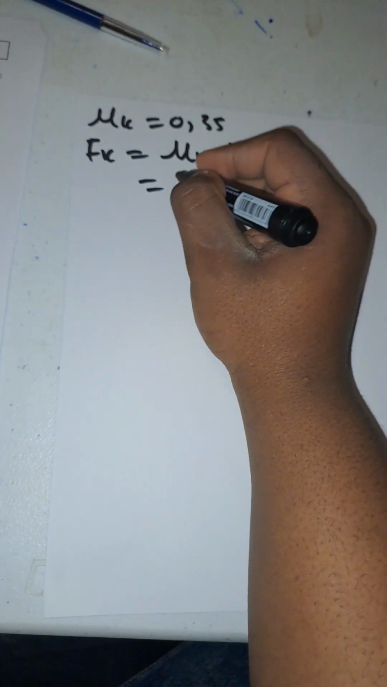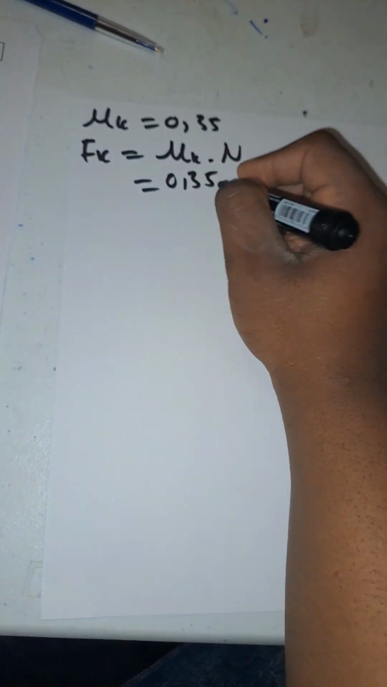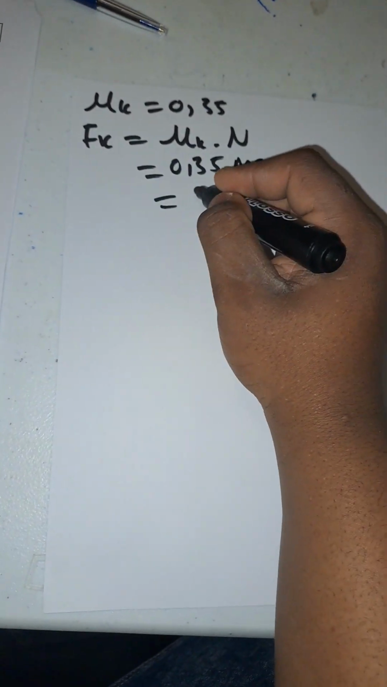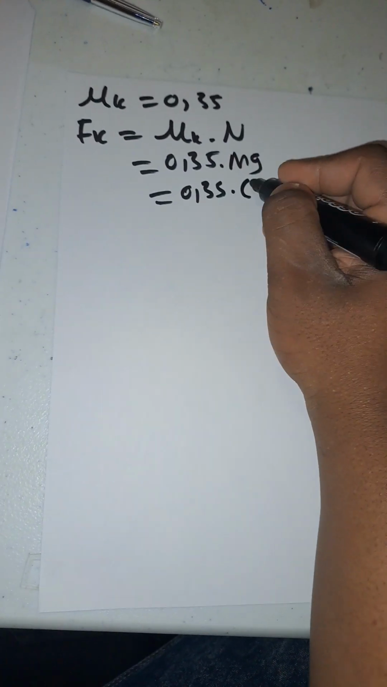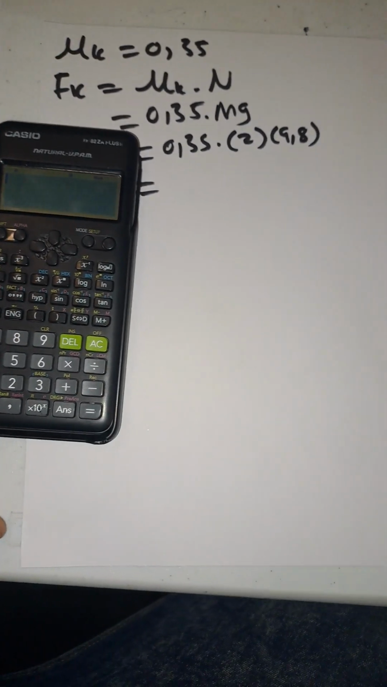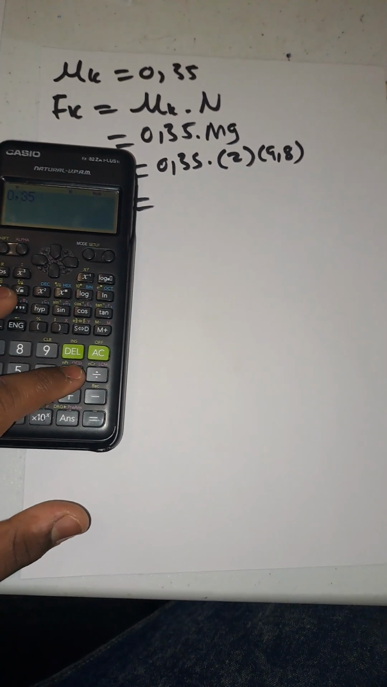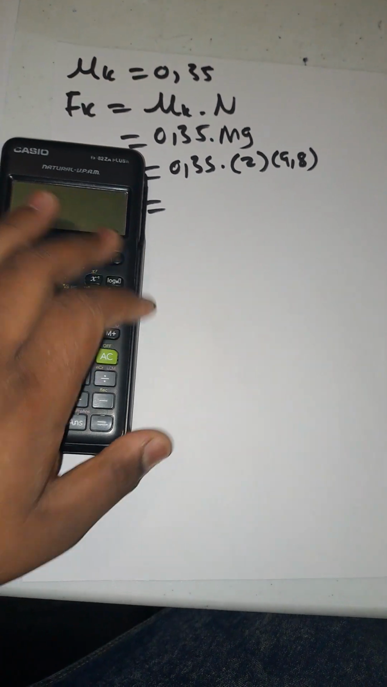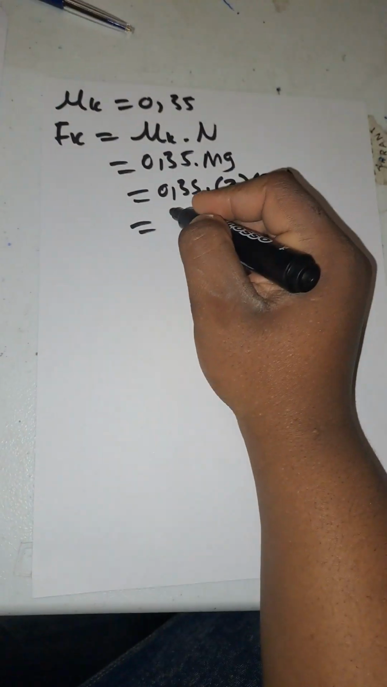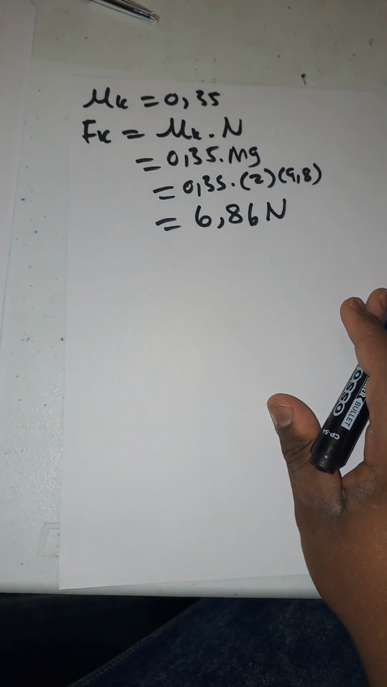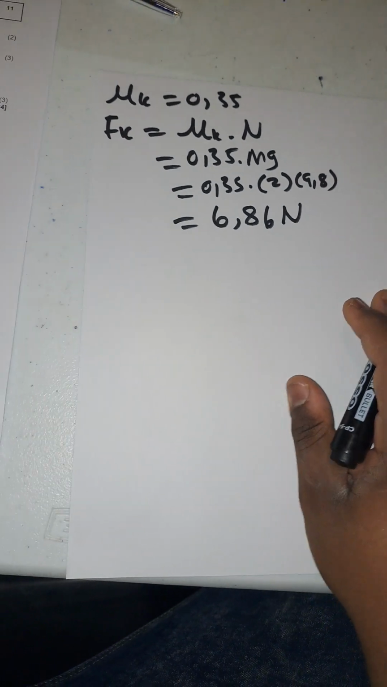So what is my μk? 0.35. Now the normal force, go back to your Newton's laws, it is going to be mg because there is no other force acting there. So what is 0.35 times 2 times 9.8? 6.86. So my frictional force is 6.86 newtons. Now let's continue. We are not done.